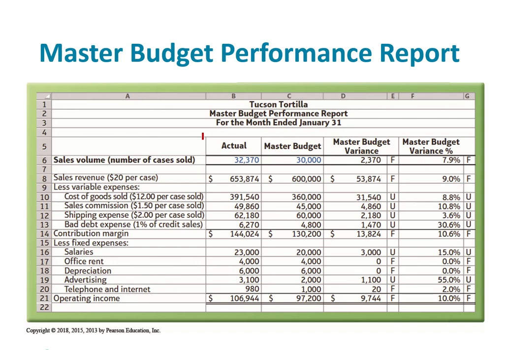So this would have been the actual results. This is the master budget. So we budgeted to sell 30,000 cases of these tortillas. We ended up selling 32,370. So all of our master budget numbers are based on the idea of selling 30,000. But the fact that we sold 32,370 means our revenues will be higher and our costs will also be higher.